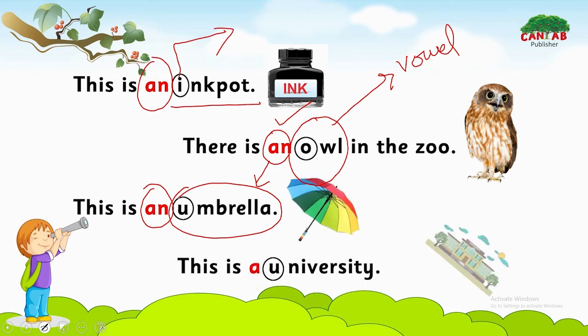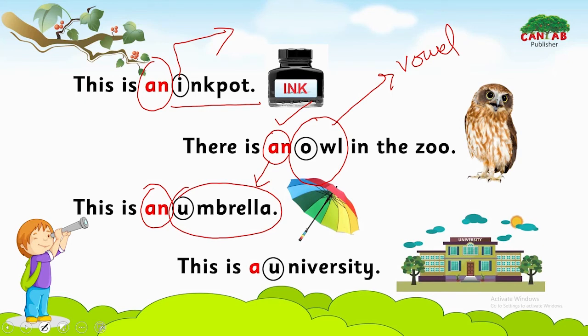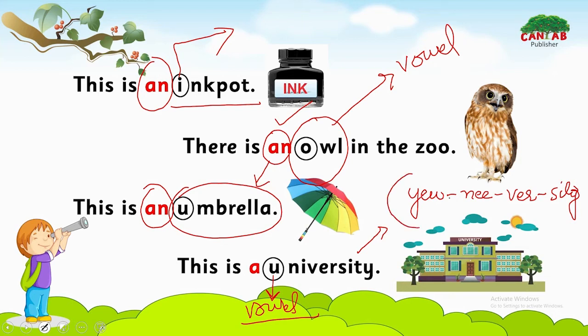The next one is, this is a university. Now you are hearing for the first time that the alphabet is a vowel, but it doesn't sound like a vowel, because if you break university down, it is U-ni-ver-city. Now U is not the sound of a vowel. That is why here it is categorized as a consonant, and a is used in this manner.